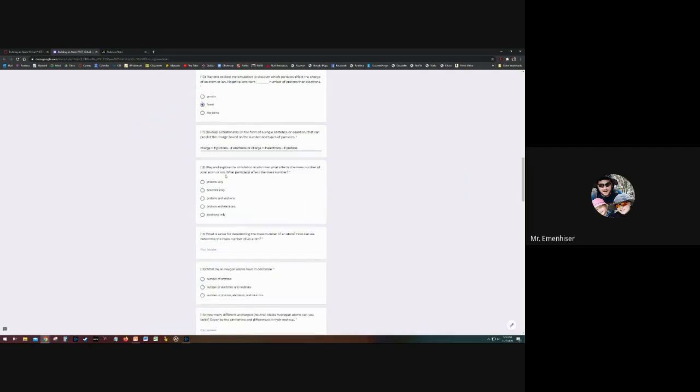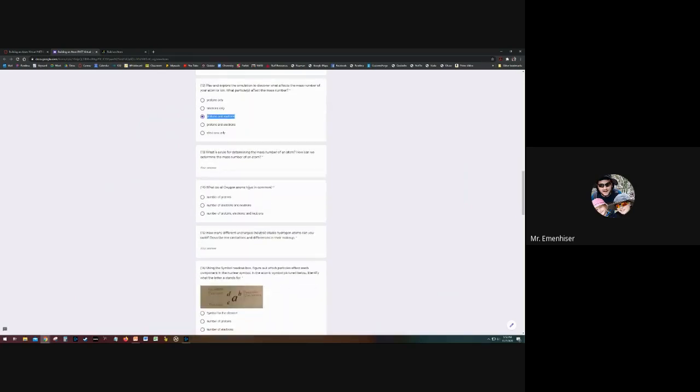Okay? Play and explore the simulation to discover what affects the mass number of your atom or ion. Protons and neutrons are both in the nucleus, so they're both going to affect the mass, and they both have mass. Electrons don't. What is a rule for determining the mass number of an atom? How can we determine the mass number of an atom? Protons plus neutrons, or add up the mass of the nucleus. Okay, so something along those lines would be our answer.